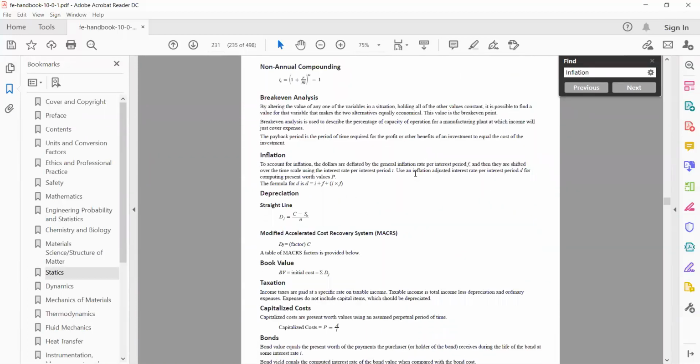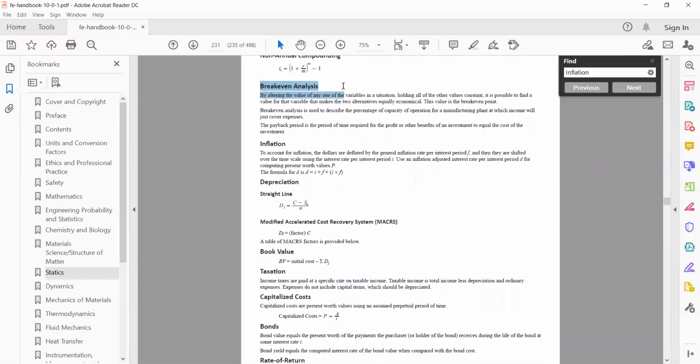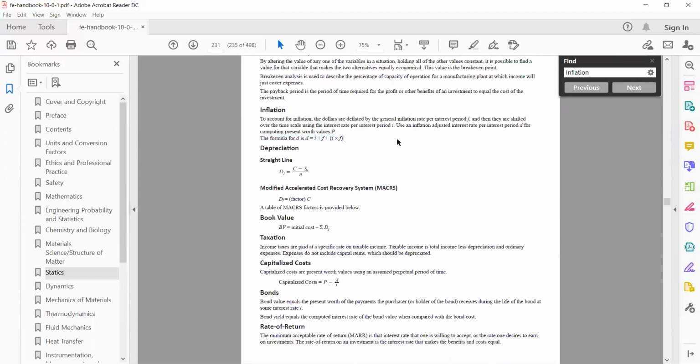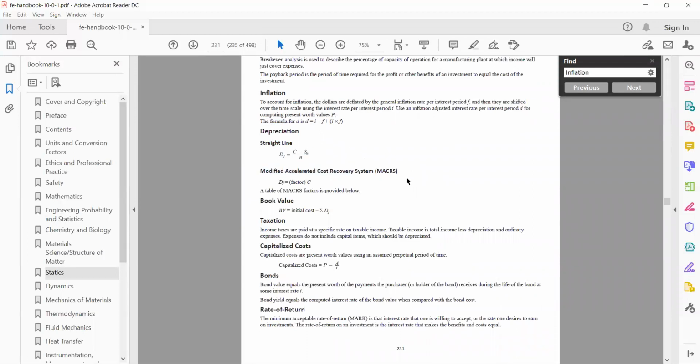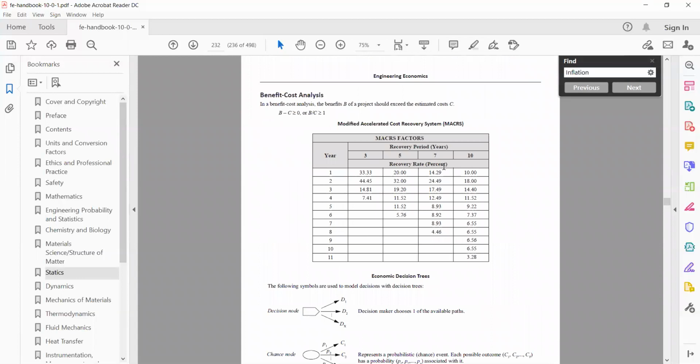All right, moving on to the next page here, we have the non-annual compounding equation. We have a description on break-even analysis, a description and equation on how to find the inflation-adjusted interest rate, straight line depreciation, and modified accelerated cost recovery. Book value, which incorporates the straight line of depreciation, taxation, capitalized costs, bonds, rate of return. All of this class has been coming back.